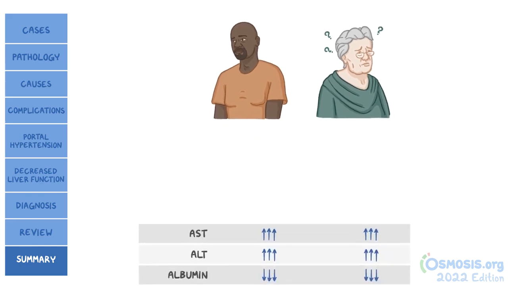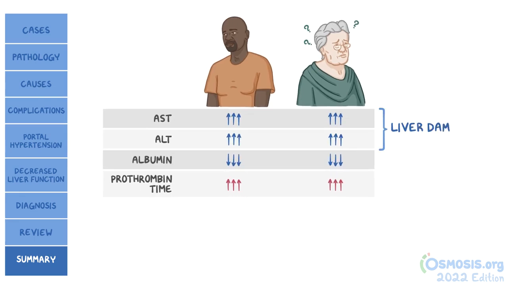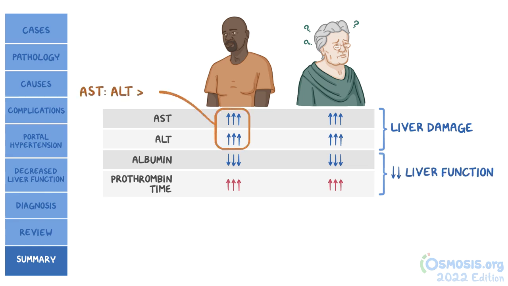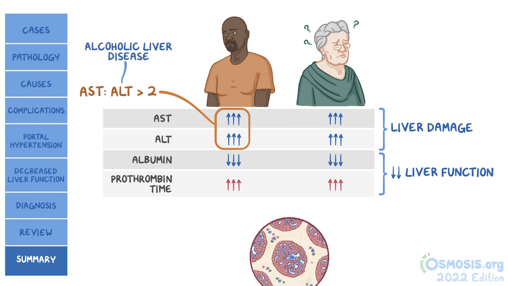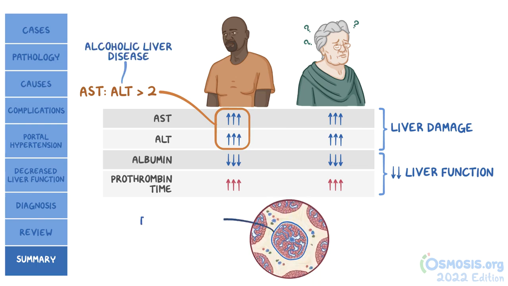In both of them, blood tests showed indicators of liver damage, meaning elevated AST and ALT, and decreased liver function, meaning decreased albumin and increased prothrombin time. The fact that Jamar has a ratio of AST to ALT higher than 2 is indicative of alcoholic liver disease. And if a liver biopsy were to be done, it would show regenerative nodules with intermediate bands of fibrosis.